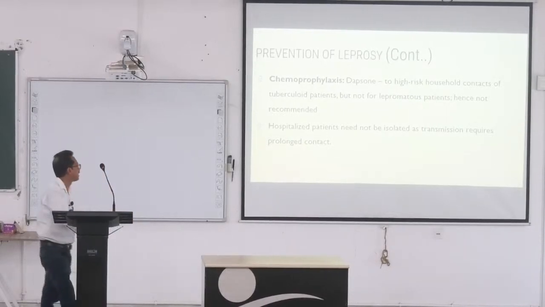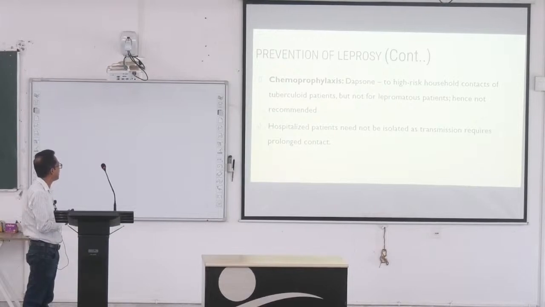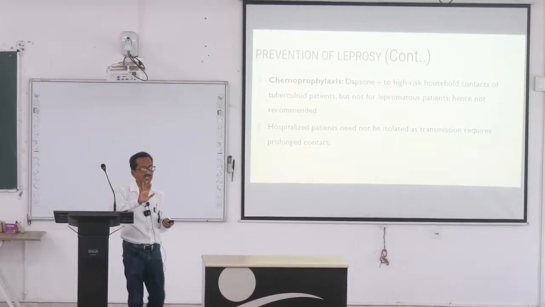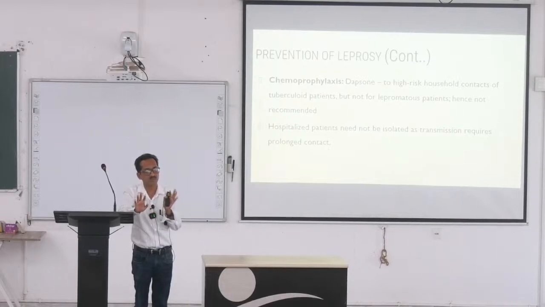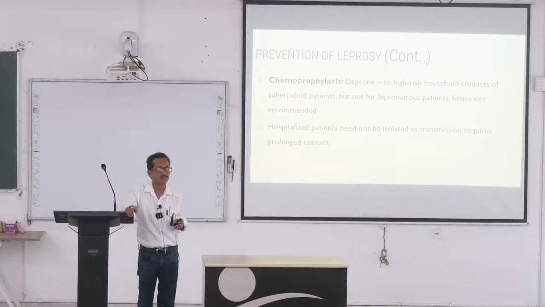Household contacts: the risk applies to household contacts of a tuberculosis patient, but chemoprophylaxis for household contacts of a lepromatous patient is not recommended. A hospitalized leprosy patient need not be isolated as transmission requires prolonged contact. A TB patient needs to be isolated. How long does the TB patient need to be isolated? If a patient is admitted without the diagnosis of TB and has been diagnosed with tuberculosis, how long will you isolate that patient?